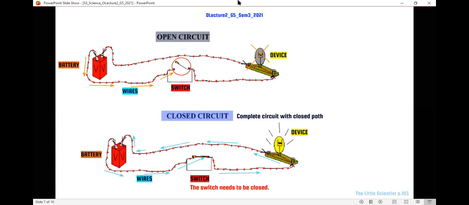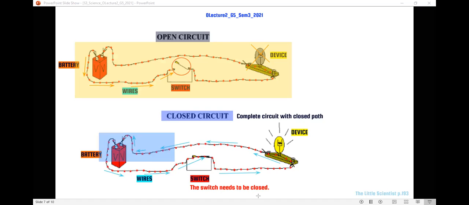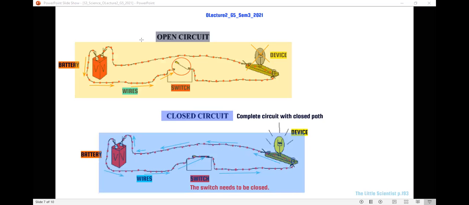The first one, is it an open circuit or a closed circuit? Open. Open circuit. Then the second one, this one. Closed circuit. Closed circuit. I can't hear some of your voices.